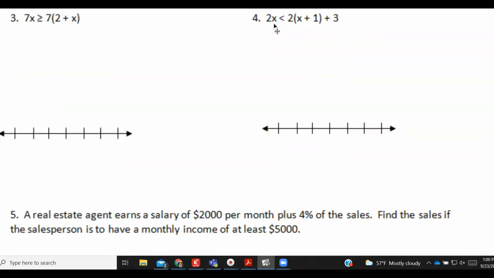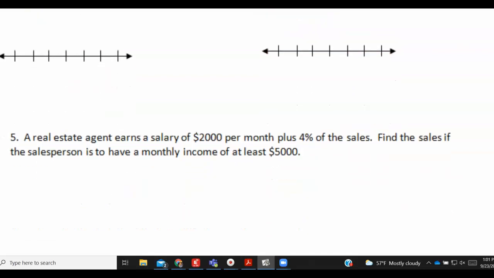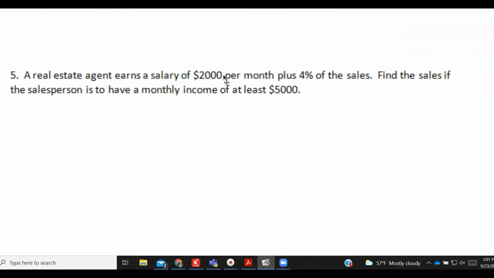All right. And then we can also apply inequalities to word problems. So a real estate agent earns a salary per month. So a monthly salary is the amount of money she makes every month no matter what, plus a sales percentage. So that's her commission. Find the sales if the salesperson is to have a monthly income of at least $5,000. So we know that she needs to make $5,000 at a minimum. So that means that the money she is making needs to be greater than or equal to $5,000.